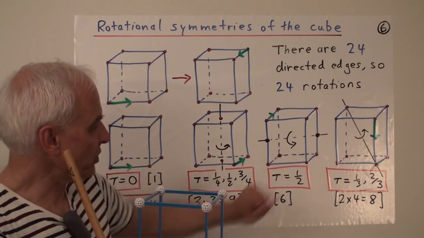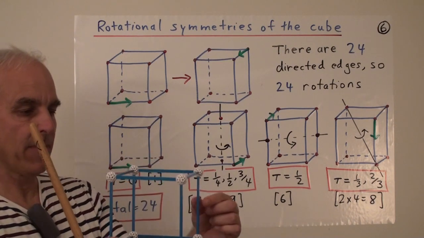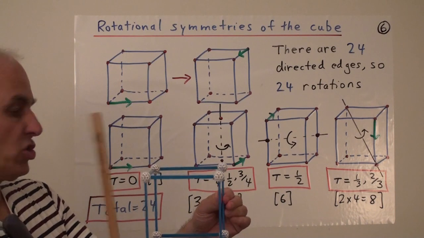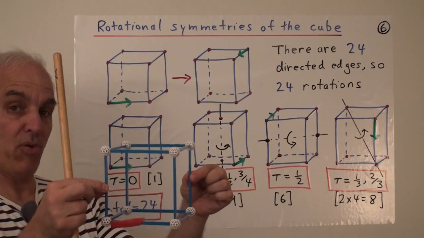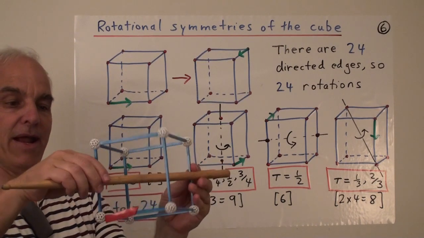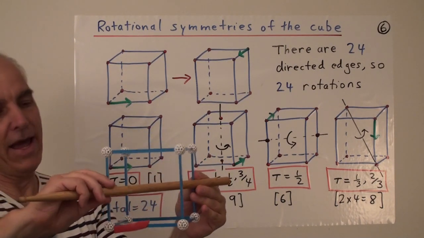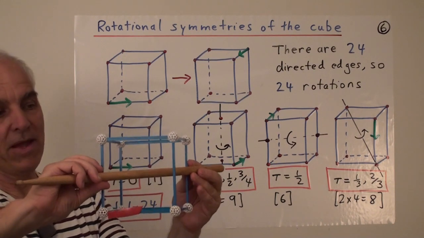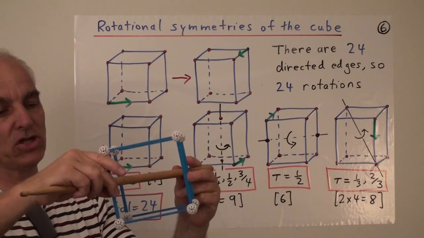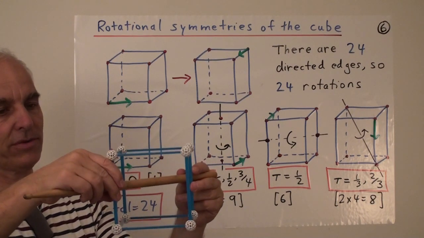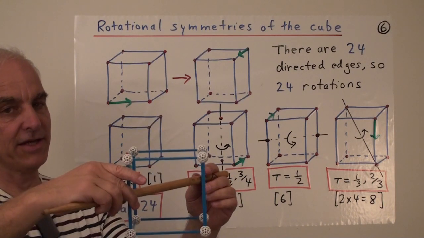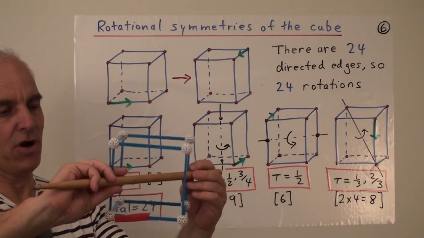Now there's a bunch of rotations that are determined by edges. So if I take this edge and look at the midpoints of those two edges, then those two midpoints determine an axis. That's also an axis of symmetry, and there's only one rotation about that, namely a half turn. So a half turn about that rotational axis is a symmetry or rigid motion of our cube.